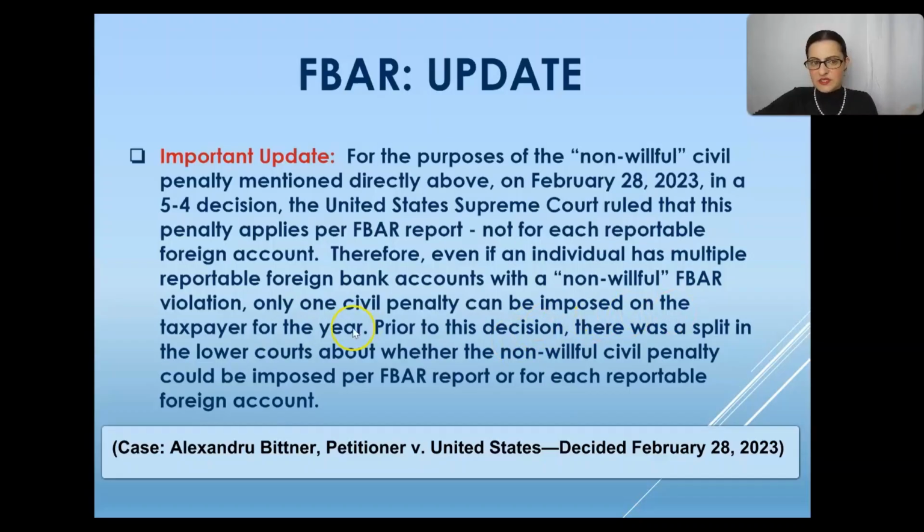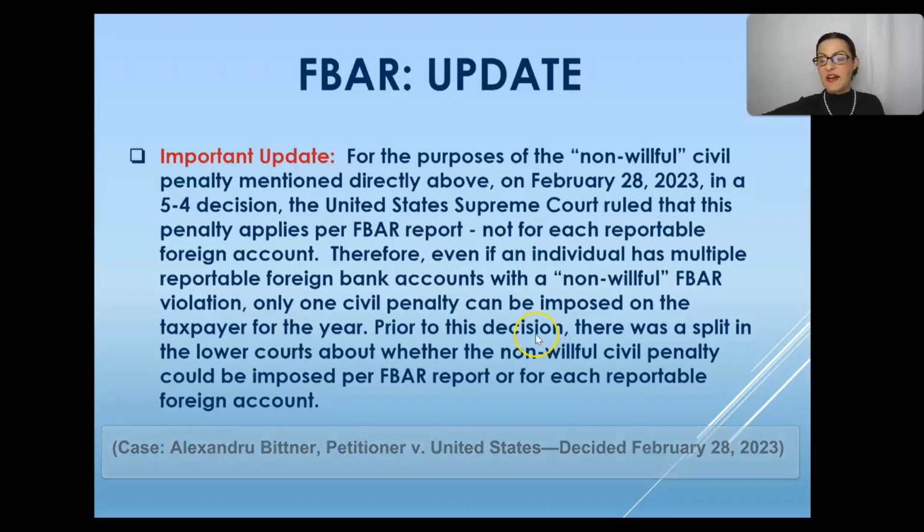Prior to this decision, there was a split in the lower courts about whether the non-willful civil penalty could be imposed per FBAR report or for each reportable foreign account. So there was a split in the courts. And the Supreme Court stepped in and decided in favor of the taxpayer, which I think is great. This is a victory for expats and taxpayers everywhere. Because in this case, the taxpayer had reported all of their income. And he had asked for advice. Supposedly he had a competent tax professional, but a licensed tax professional at least, maybe not a competent one, but they gave him incorrect advice and said, you don't have to file an FBAR, when in fact he did.